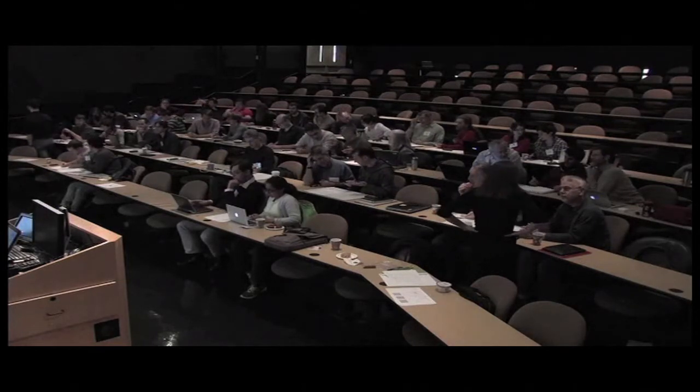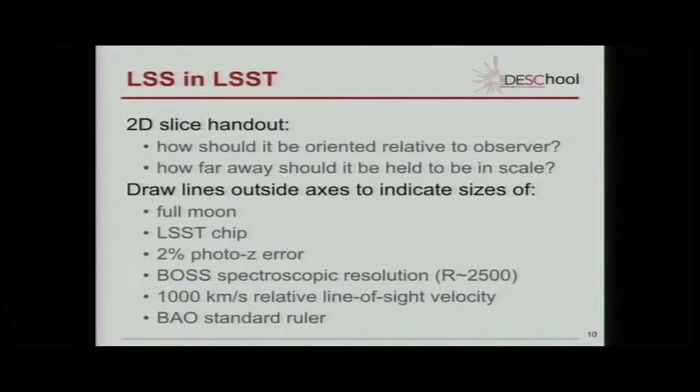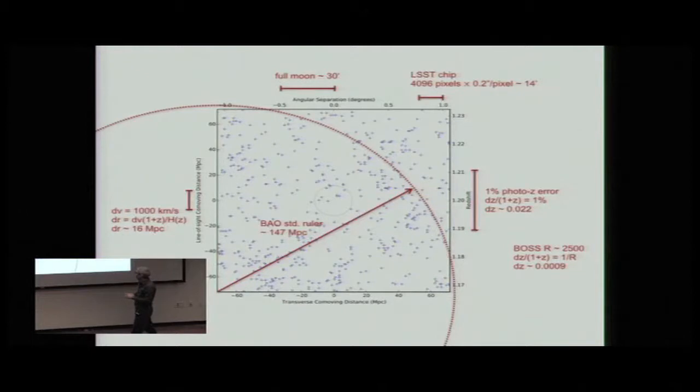Okay, so let's come back. I'm going to show you the answers for this. I marked up here the various scales to help you set the context. And remember, this is four arms length away. First of all, the full moon is about half a degree, 30 minutes. The LSST chip is about half of that, so 4,000 pixels with 0.2 arc seconds per pixel. So you'd need about eight chips to cover this sideways.